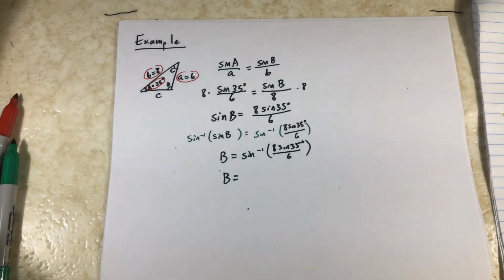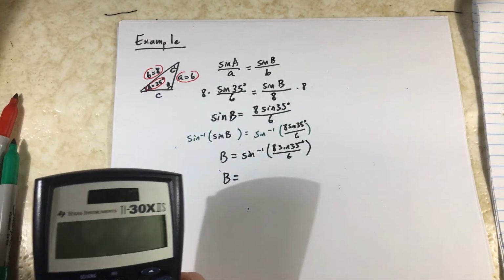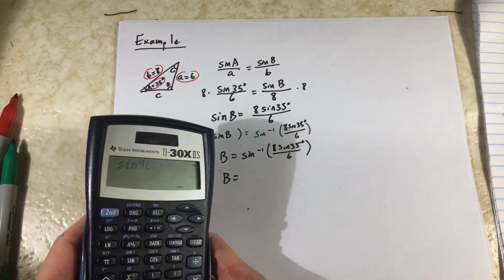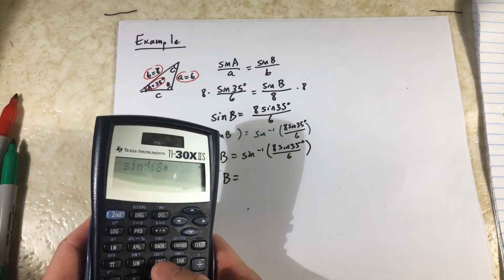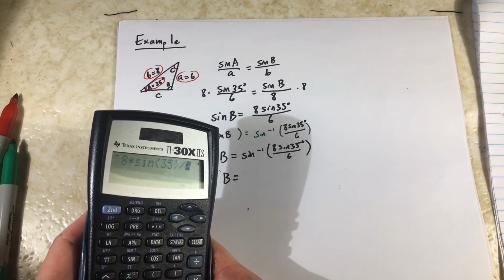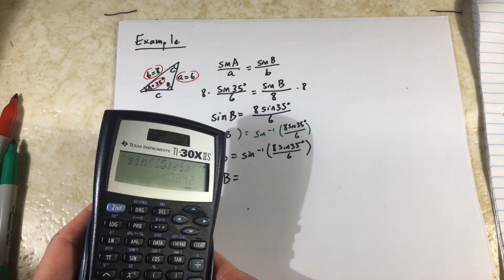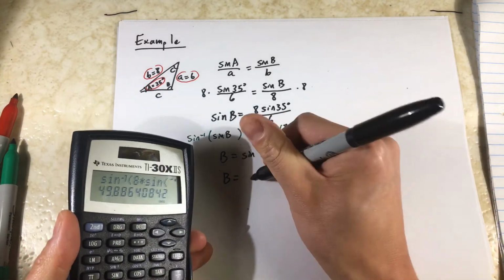So I'm going to plug this into my calculator and see what it gives me. So sine inverse of 8 times sine 35 divided by 6. All right, and it gives me 49.9 degrees.